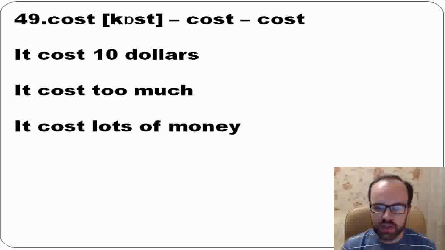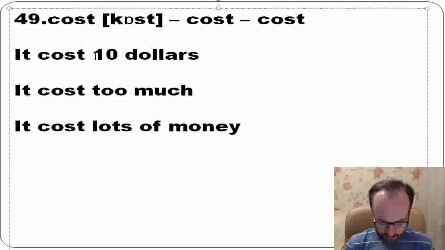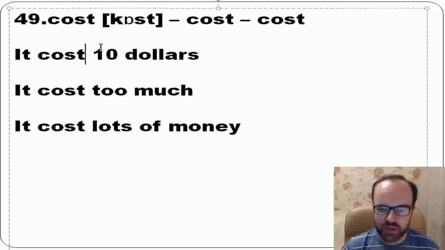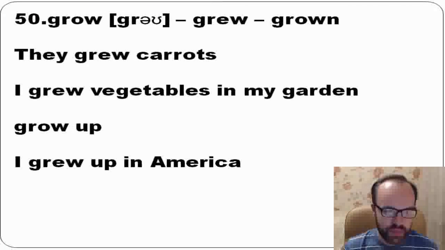Well, so cost, cost, cost. You know, sometimes it's easy to remember irregular verbs because they have the same forms. For example, put, put, put, cost, cost, cost, let, let, let. So it cost $10. It's about the past. It can't be about the present, because if it were about the present, it would be costs. If we have he, she, it, we add s. But we have it cost, so it's about the past. So it's grammar. It cost $10. It cost too much. It cost lots of money.